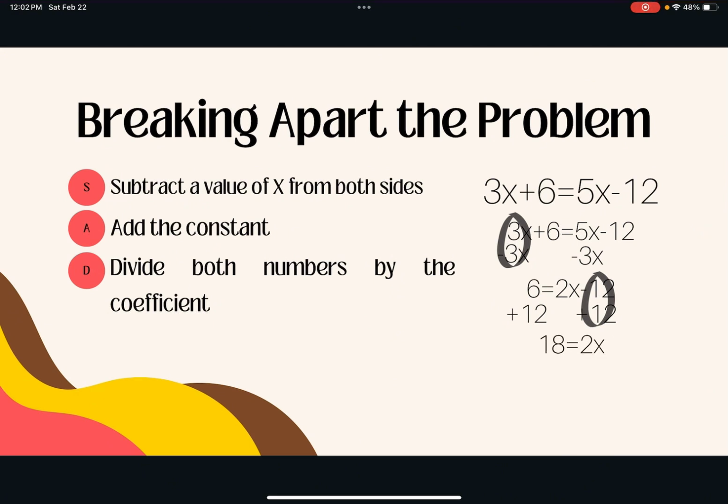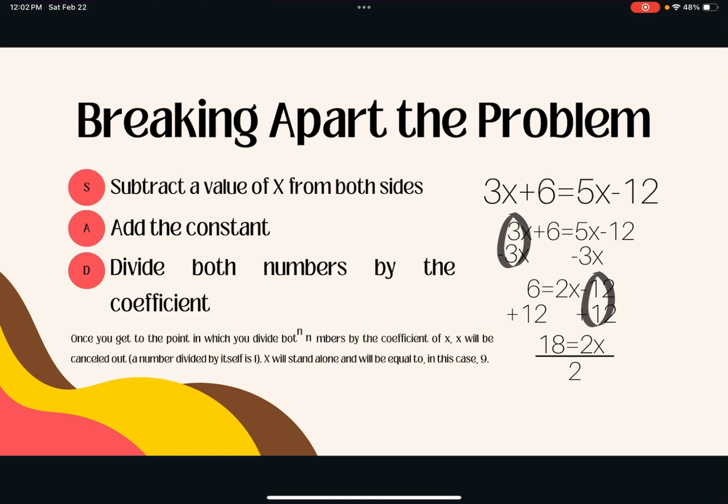Now to complete D, we're going to divide both sides by the coefficient. We have to remember to divide the whole equation by the coefficient of x, and that is going to be 2. So once we're dividing both numbers by the coefficient, the coefficient of x will be canceled out. A number divided by itself is 1. That's why this crossed out line here is representing a 1, as we know that the coefficient is not going to be there anymore. So x is going to be standing alone and equal to, in this case, 9.